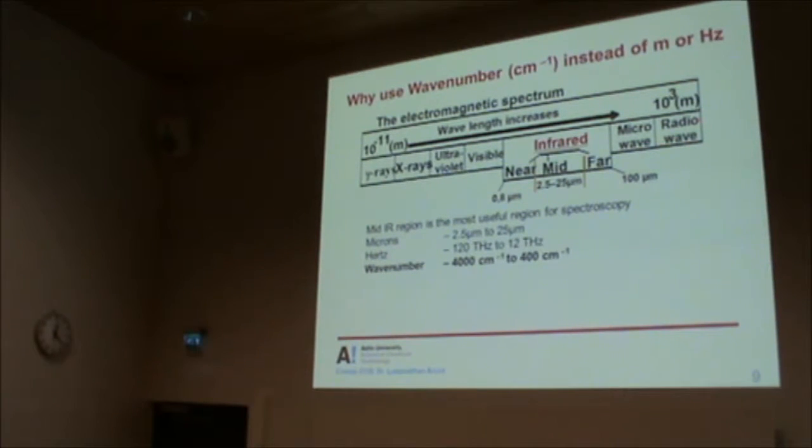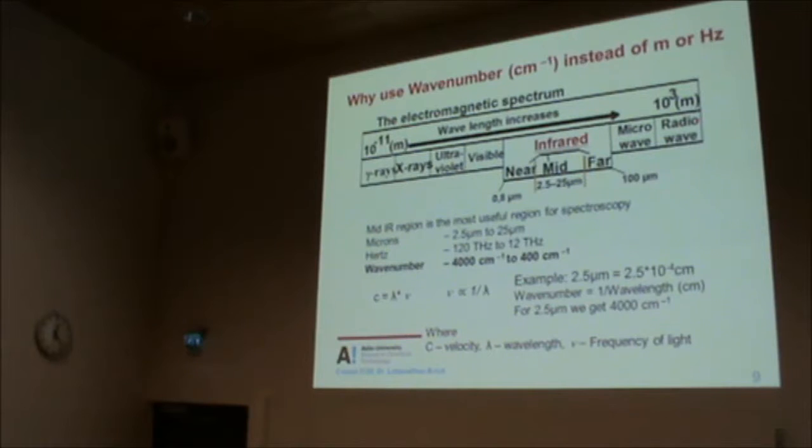Okay. And the other option is we convert it into centimeter inverse. So now 2.5 micrometer corresponds to 4,000 centimeter inverse, and 25 micrometer corresponds to 400 centimeter inverse. Now if you want to fit in 1,000 bonds between this, it's pretty straightforward, right? So that's the reason why scientists, when this technique started, started using centimeter inverse.